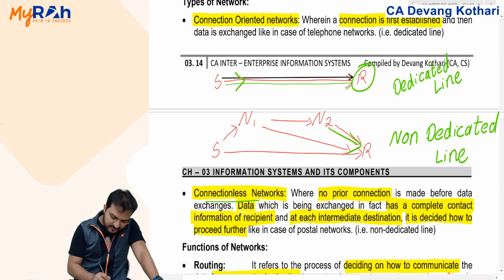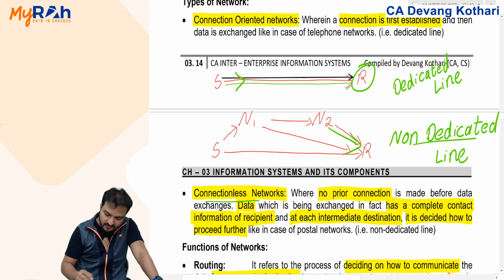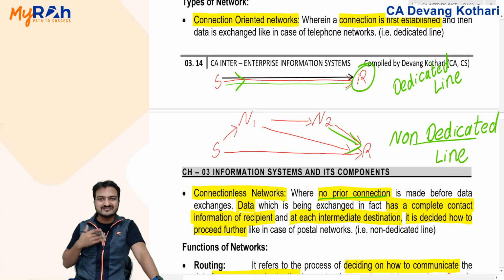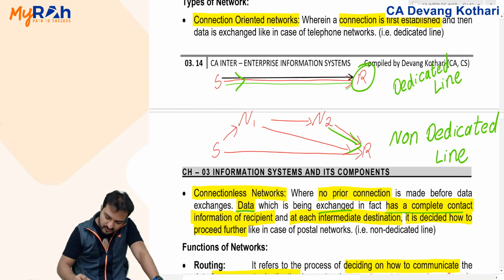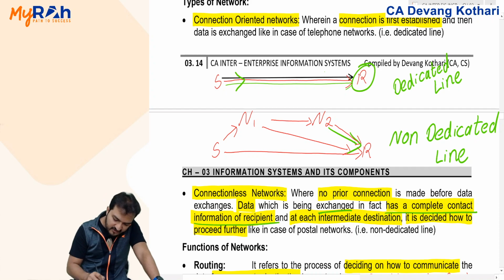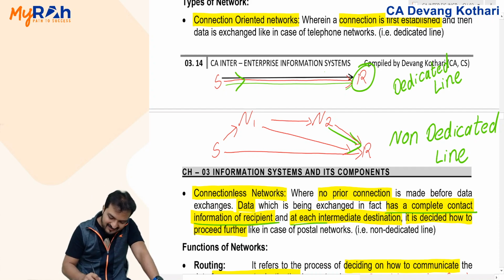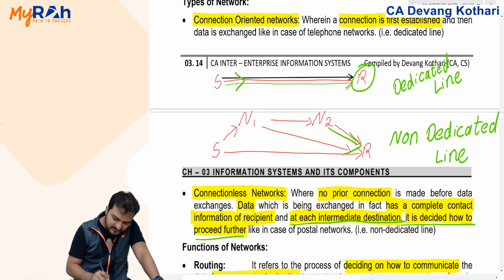So a connectionless network means a non-dedicated line. There is no prior connection, but every time you have to send data, you have to create a connection. Plus, the data being exchanged should have complete contact information of the recipient, and at each intermediate destination it is decided how it will proceed further.